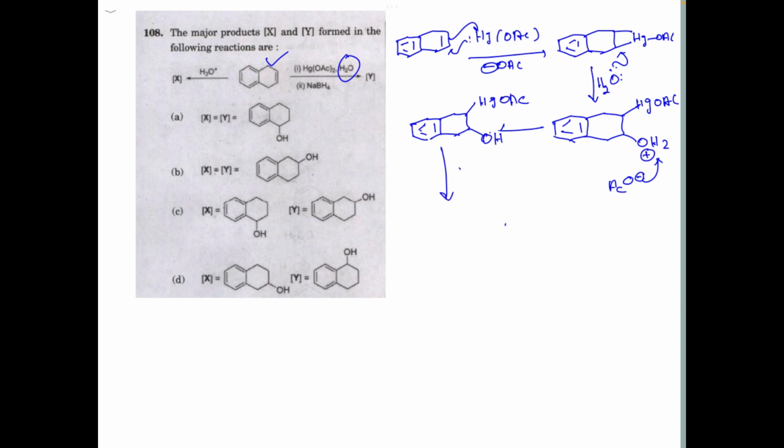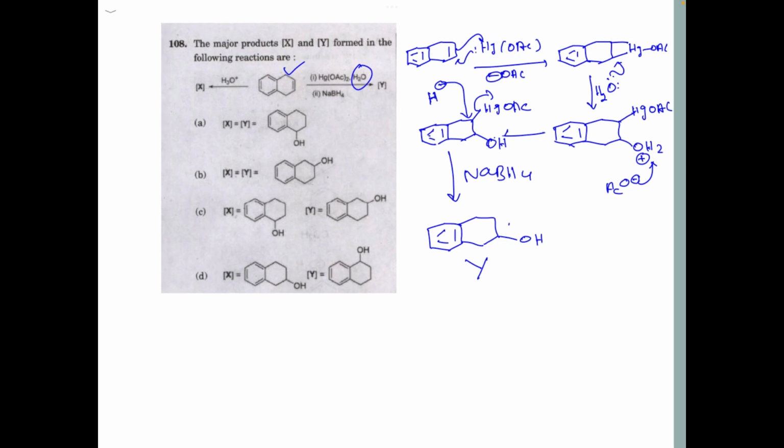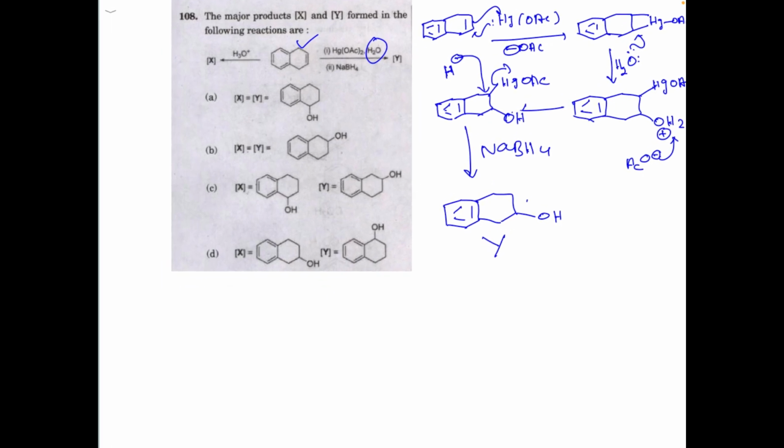Now what will happen in presence of sodium borohydride? Reduction will happen. The hydride ion released from the sodium borohydride will reduce this mercury-attached carbon and we will have the corresponding product. So this is Y. Now we have to find out which is X.